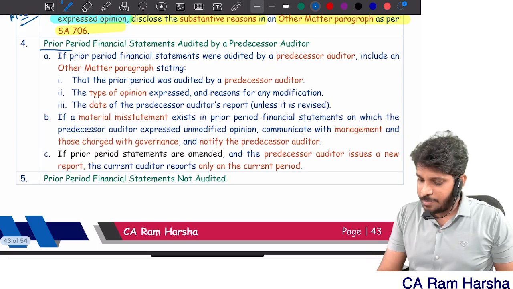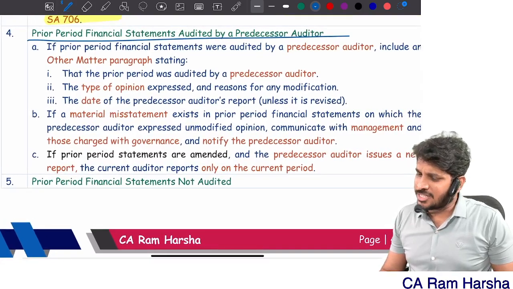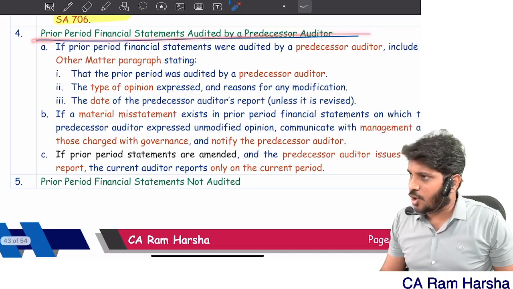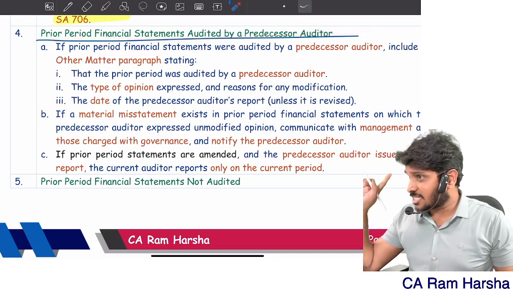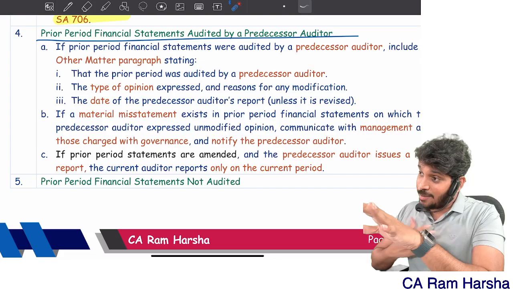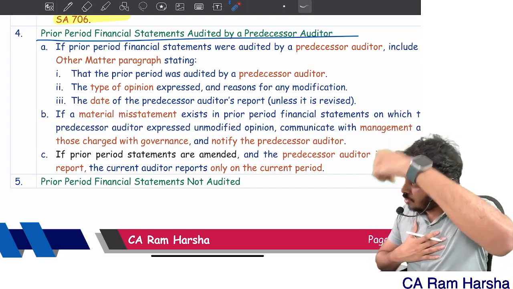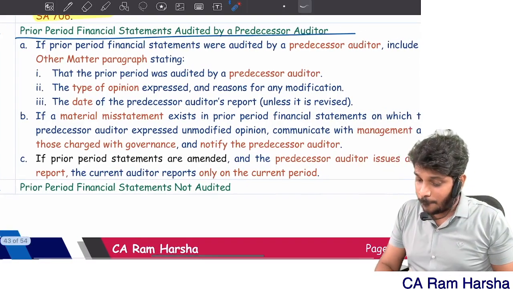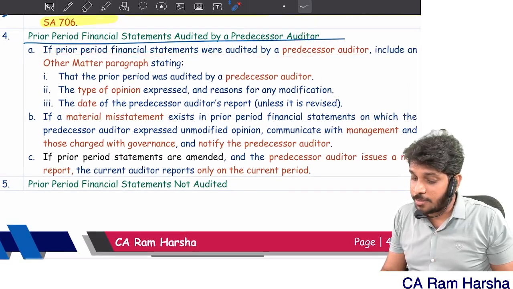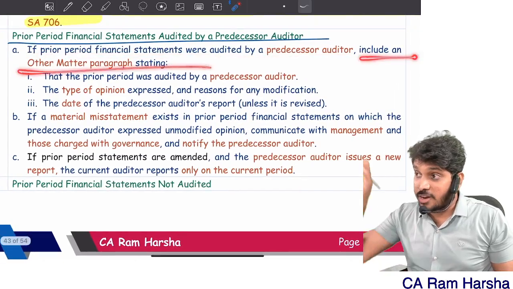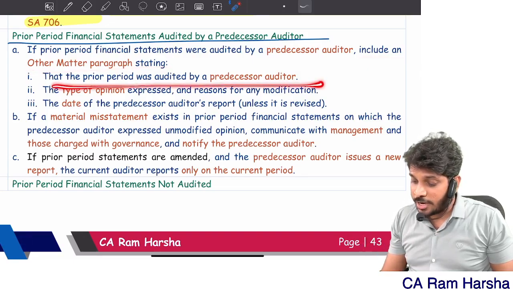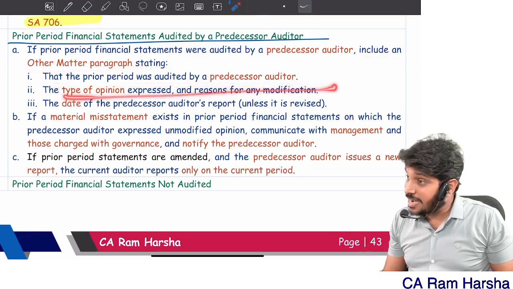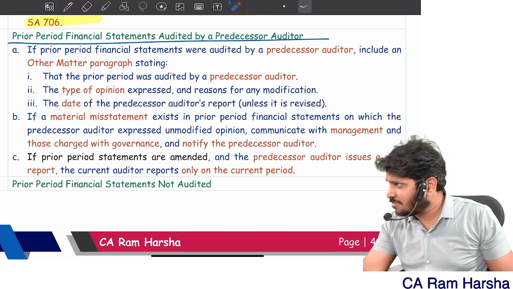Now, sir, prior period financials were audited by predecessor auditors. This year, once again, I am doing the audit of last year also, and I am giving an opinion on last year also. If prior period financials were audited by the predecessor auditor, include in the other matter paragraph that prior period was audited by the predecessor, what opinion he gave, and the date of the report. Same.